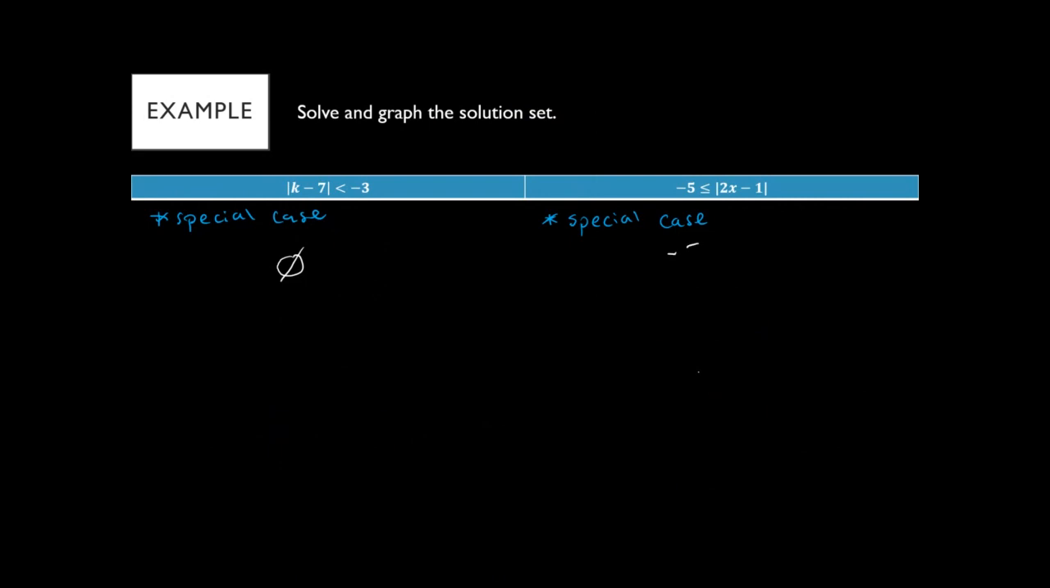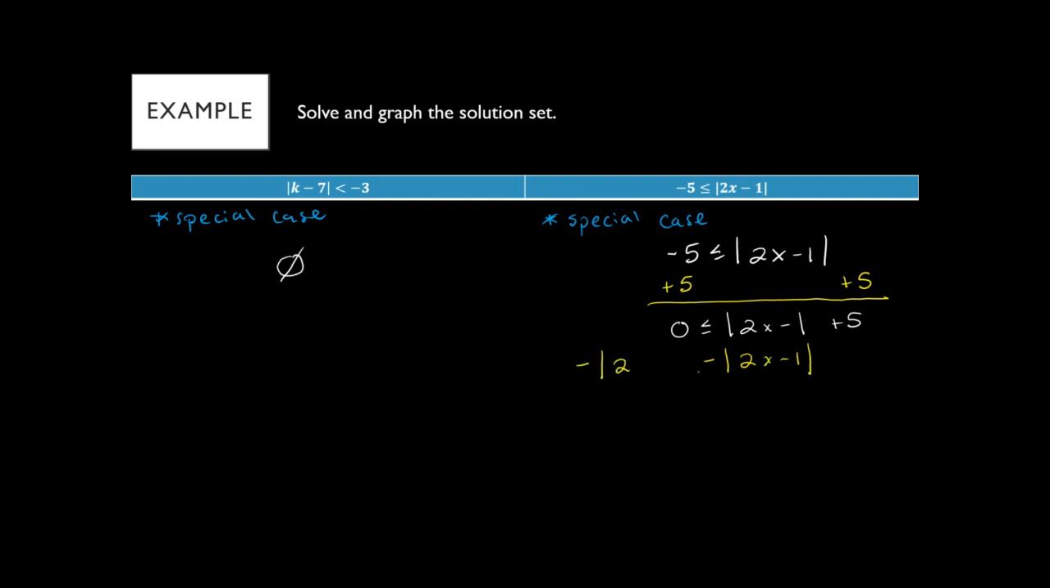If we want the absolute value on the left and the number on the right, I'm going to just rewrite it right here. First I would move the number by adding 5 to the right. And then that gives me 0 is less than or equal to the absolute value of 2x minus 1 plus 5. Then I need to move the absolute value to the left, so I need to subtract it. And then that gives me a negative absolute value of 2x minus 1 less than or equal to 5.